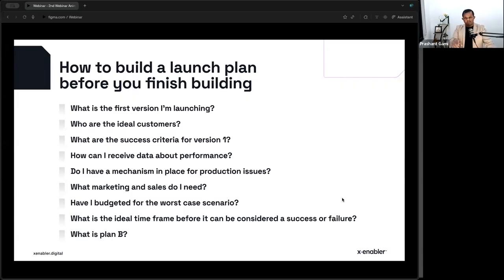Now we need to check the pricing. So in the second version, you can play with the pricing and then get more profitable. So what is the success criteria for version 1? You need to be clear about that.